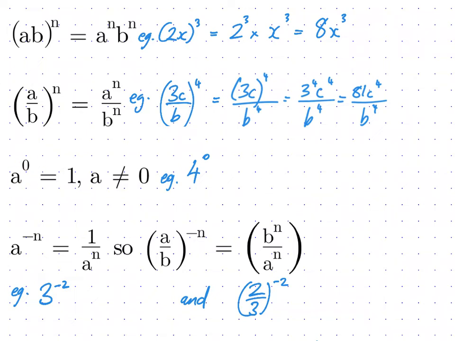Any base number raised to the power of 0, as long as the base number is not 0 itself, the answer is always going to be 1. So 4 to the power of 0 is going to be 1. A million to the power of 0 is also going to be 1. Any number to the power of 0 is going to be 1.